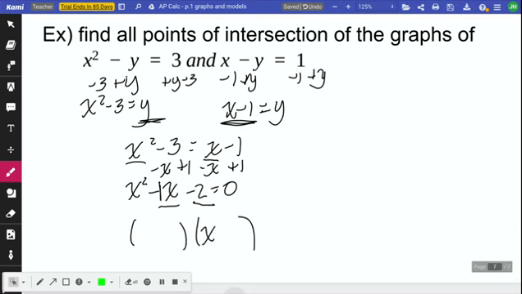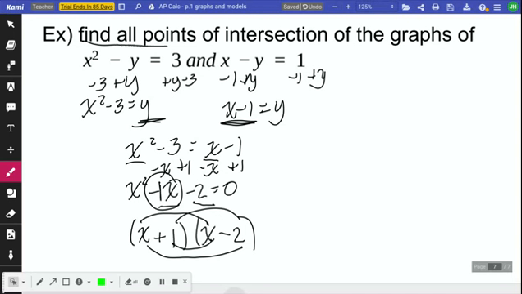So we know it's going to factor into something like this, and we know it's got to be 1 and 2. We have to figure out what sign to give it so that it multiplies to negative 2 and adds to negative 1. So if I try this and FOIL it out, x times x is x squared. x times negative 2 is negative 2x. And then 1x, when I combine negative 2x and 1x, I get negative 1x. And then negative 2 and 1 multiplied together do give me that. And so then I have x plus 1 and x minus 2 as my factored form.